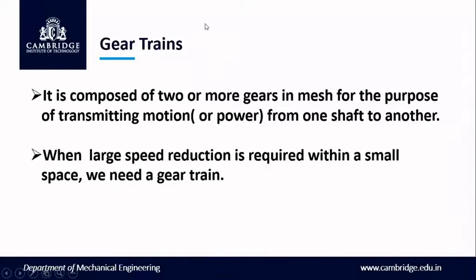Let us know, first of all, what gear trains are. Actually, a gear train is a combination of gears. A gear train is composed of two or more gears in mesh for the purpose of transmitting motion. It is also called transmitting power from one shaft to another shaft. Especially, gear trains are commonly used to transmit speed with a large reduction within a constrained space. Hence, whenever a large speed reduction is required within a small space, we prefer gear trains.